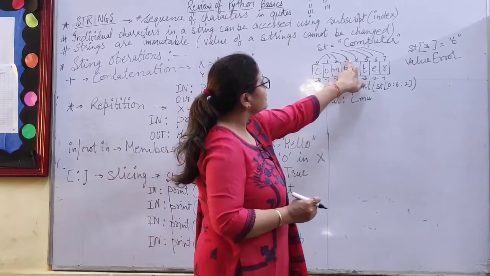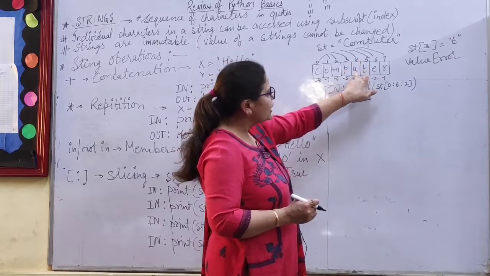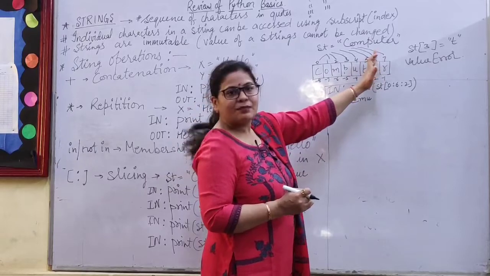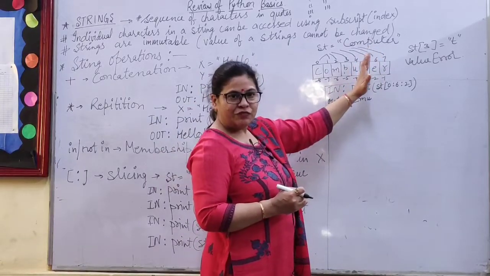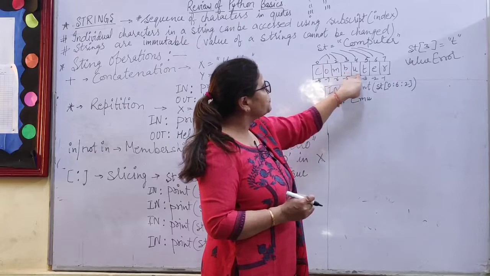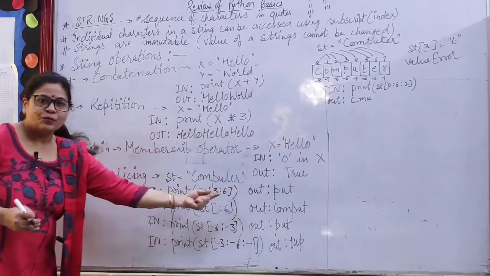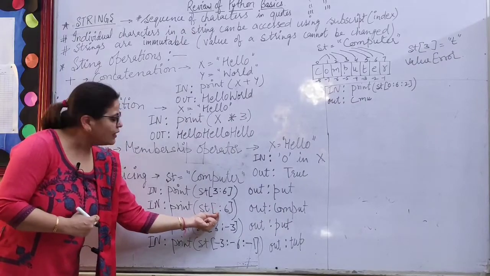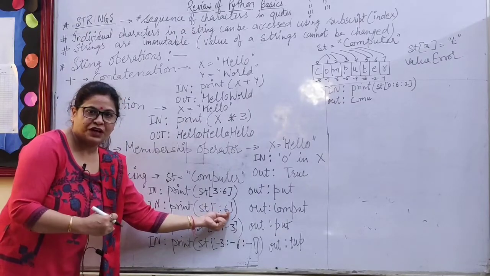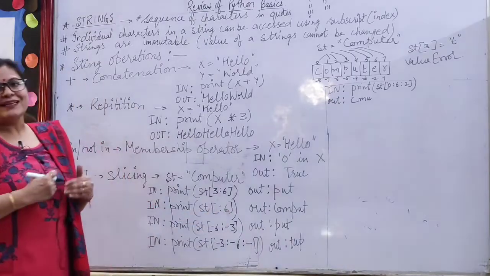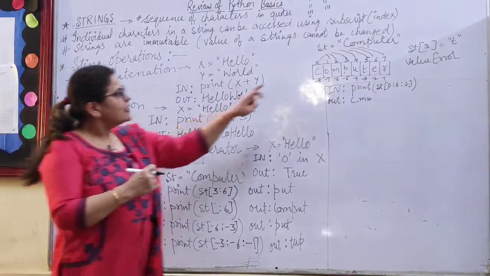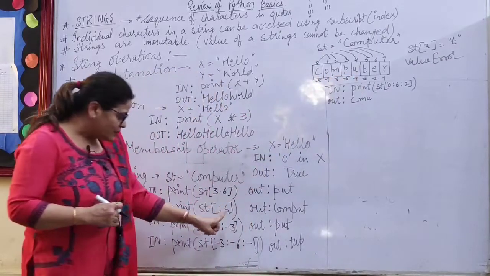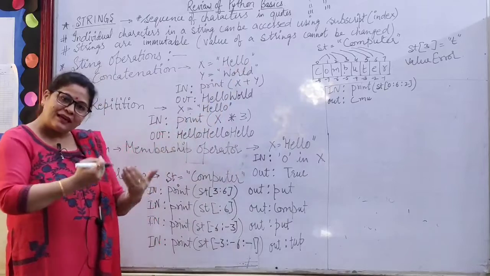Suppose we have the third index as P, fourth we have U and fifth we have T, and it will run till one less, 6. If I give the last index, it will take one less than the last value. So it will print me the value PUT, so the answer will be PUT. Next is print ST colon 6, where I'm not giving the start value, I'm giving only the ending or stop value. In this case, it will start printing the string from the beginning. That means it will print the value COMPUT, because 6 is given, so it has to run till one less than 6.